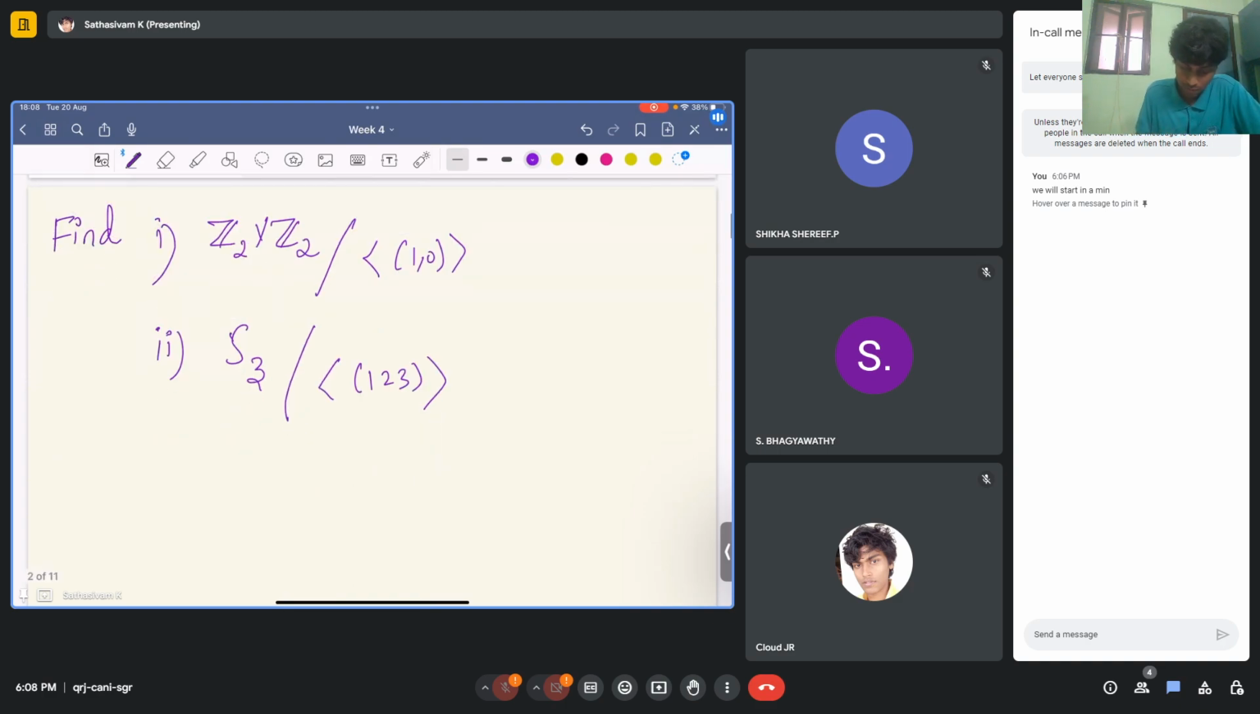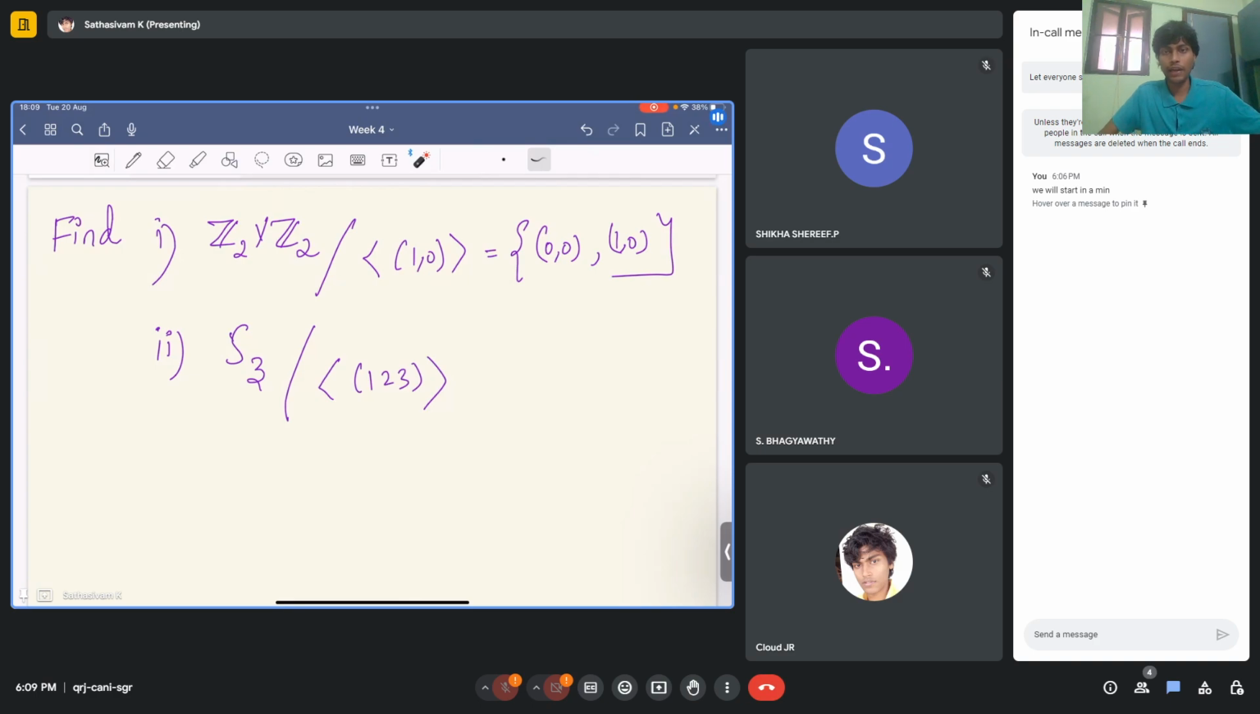Okay. So the first problem says you have this group Z2 cross Z2 and you are quotienting with the normal subgroup. Since it is an abelian group, what is this particular group? This group is nothing but (0, 0) and (1, 0). So you are quotienting out with this group. The question is, what is this group? What is it isomorphic to?